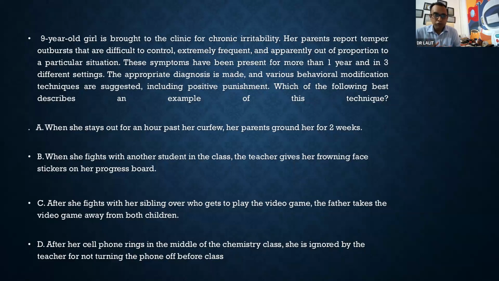So another type of behavior she shows is in the class; nowadays, at 9 years, children are carrying cell phones. So I mentioned that cell phone question. At 9 years, when in the chemistry class the cell phone rings, the teacher ignores that completely, so that she might not do that again. So out of these 4 options, which one explains the technique of positive punishment in this case?